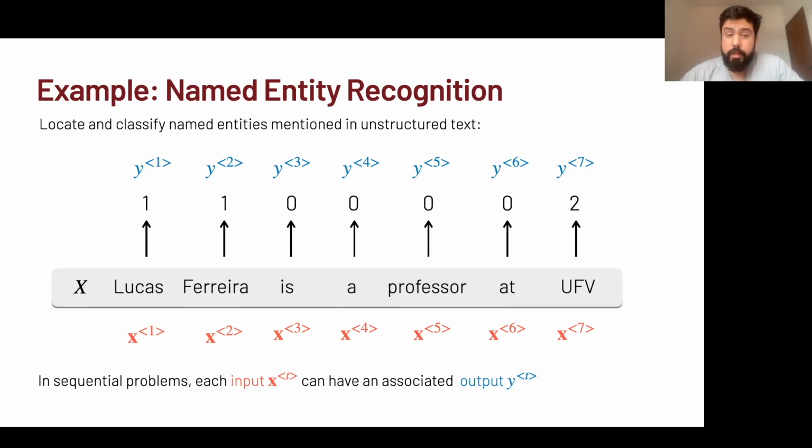And in this particular problem, we're going to have one output for each input, or for each time step. So we have Y1, which is going to be the output of X1, Y2 for X2, and so on and so forth. So in sequential problems, each input xt can have an associated output yt.